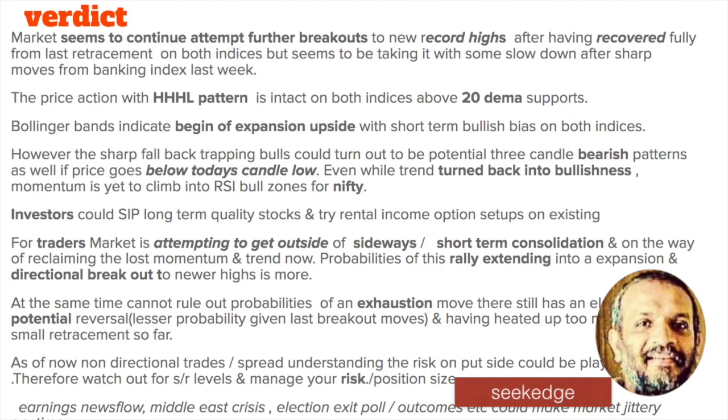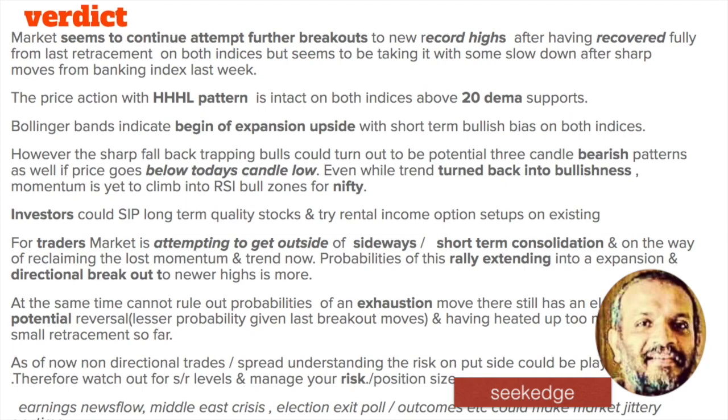But for trading, we need a clear direction for option buyers or directional players, and that has not come in. There is an attempt to do that, but it is not confirmed because the Nifty is lagging behind slightly with respect to the move. It is trying to come out of the sideways range and has not succeeded fully. However, the probability of the rally extending, expansion on the upside and a directional breakout is higher, you can say.